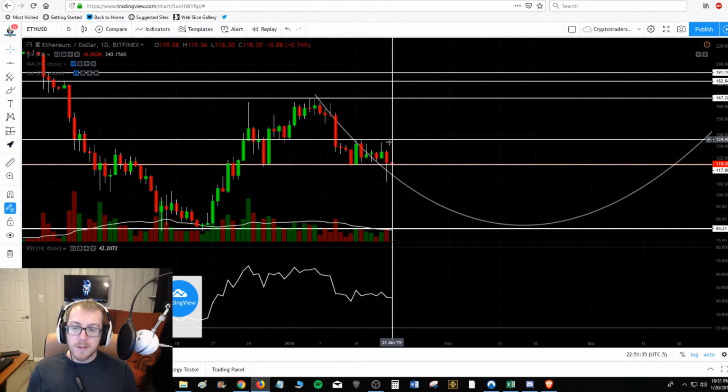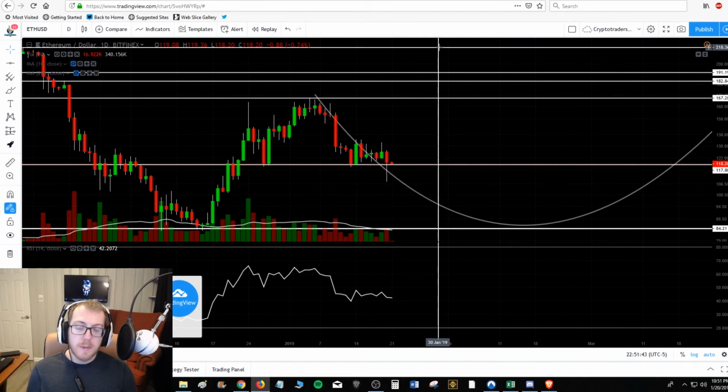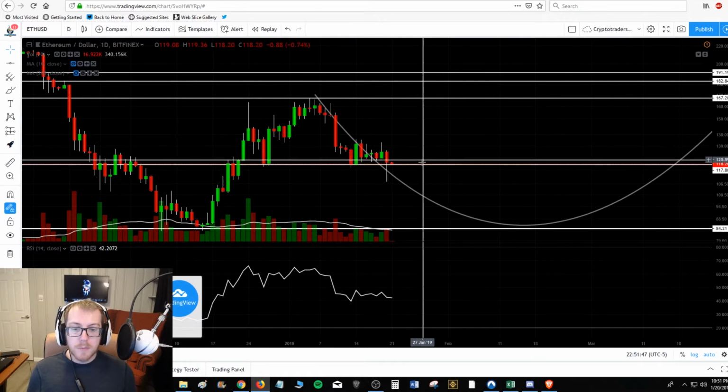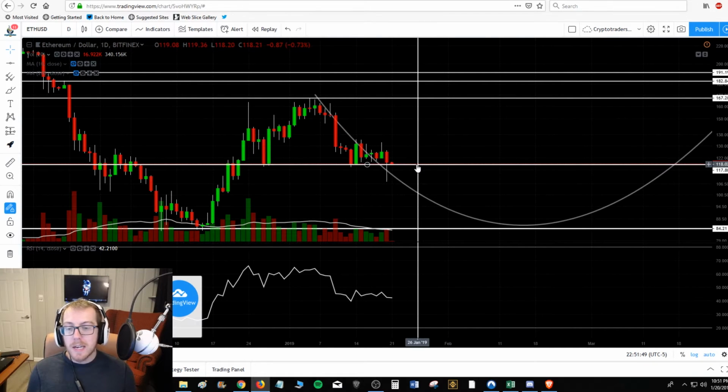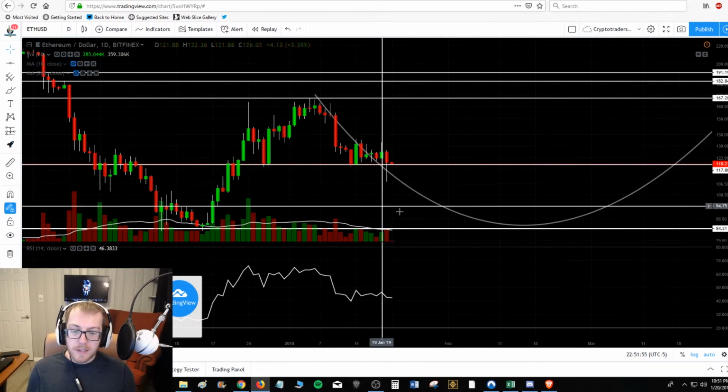If you were going to take a position here, I would be using this line as my risk. Meaning if it was to close below that line of support, I would most likely exit the position, take my loss and move on before it turned out to be a bigger loss, because I do believe Ethereum is going to double bottom.